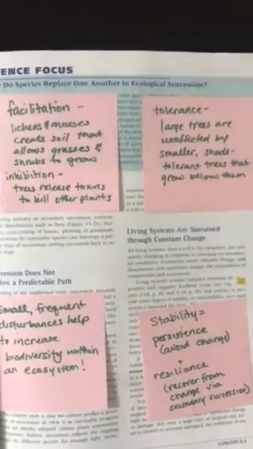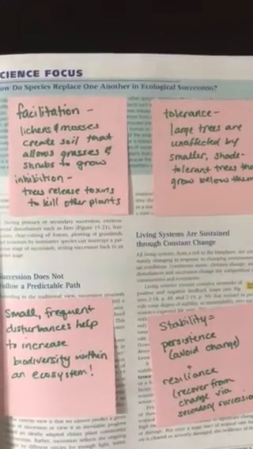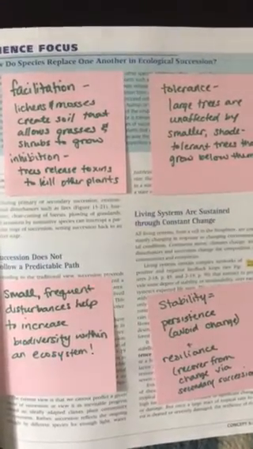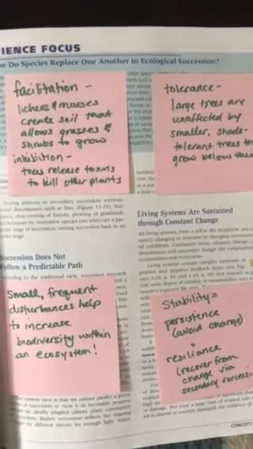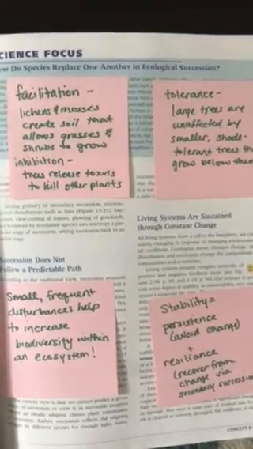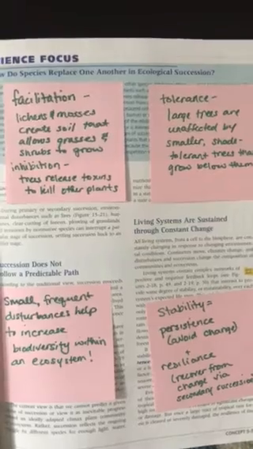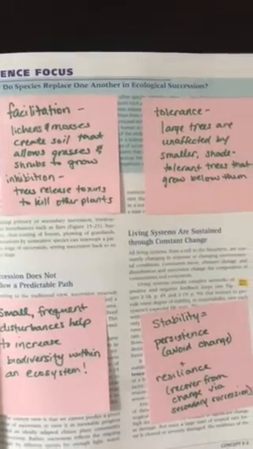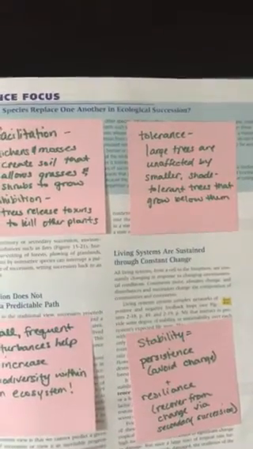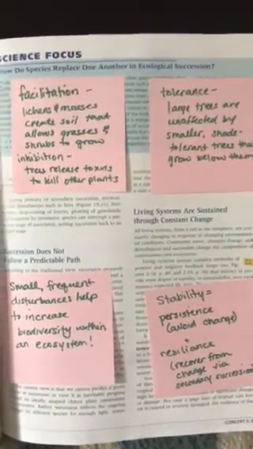Facilitation. These are species that help, facilitate. They help other species populate an area. So lichens and mosses, for example, they help to create soil that allows grasses and then shrubs to grow. Inhibition is when species prevent other species from growing. So some trees will release toxins that will kill other plants. So that way they get more resources for themselves. And then there's another term, tolerance. So large trees, they're not affected by smaller shade-tolerant trees that grow below them. Okay, so if they have high tolerance, they're not going to be as affected.